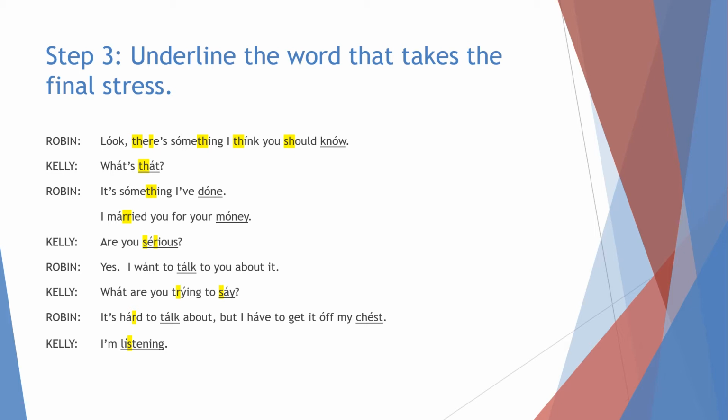But look at Robin's third line, and you'll see that the last stressed word is the verb talk, which means that your voice will go up on that word and then fall for the 4 words, 2 prepositions and 2 pronouns that follow.